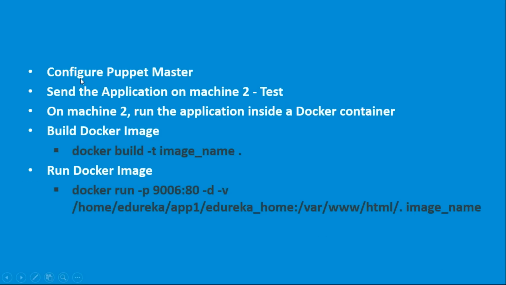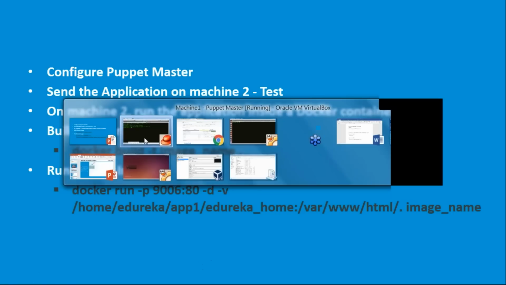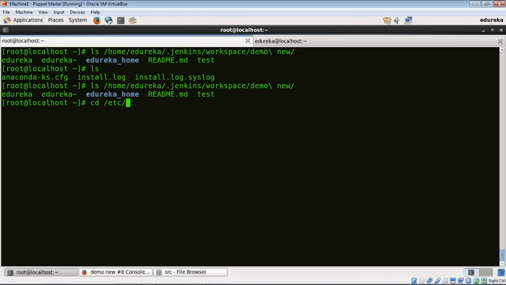My Puppet master is already configured. I'll just show you what all Puppet files are there, what all configurations I have set up on my Puppet master. It will be sending the application which I have just now pulled on machine 1 to machine 2. I'll just show you the configuration, how it happens. And once the application goes on machine 2, I'll be running that application inside a Docker container. So let me go to machine 1 and I will go to etc Puppet.